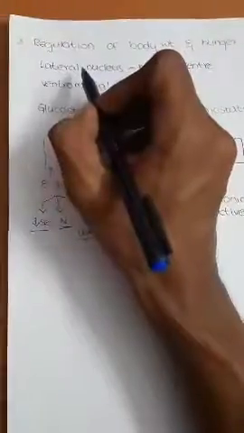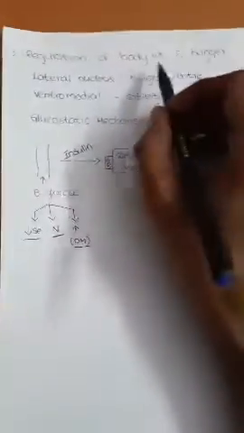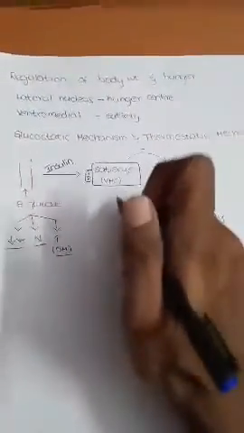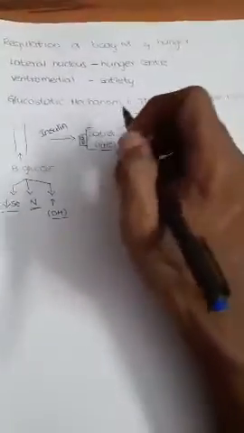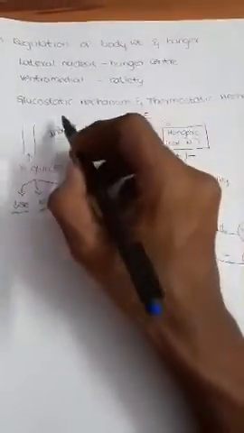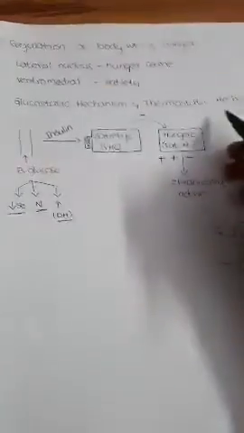Now let us see another function, that is regulation of body weight and hunger. It is mainly controlled by the lateral nucleus which is the hunger center and the ventromedial nucleus which is the satiety or satisfying center. There are several theories which explain this regulation, and let us discuss one by one. Glucostatic mechanism and thermostatic mechanism.